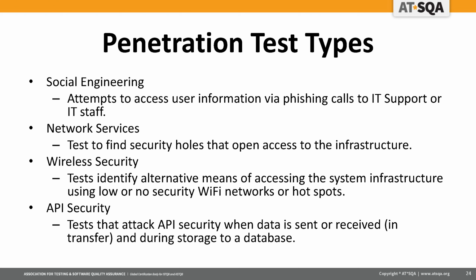Social engineering. This attempts to access the user information via phishing calls to IT support or IT staff. Network services. This is a test to find security holes that open access to the infrastructure. Wireless security. These tests identify alternative means of accessing the system infrastructure using low or no security Wi-Fi networks or hotspots. And API security. These tests attack API security when data is sent or received in transfer and during storage to a database.